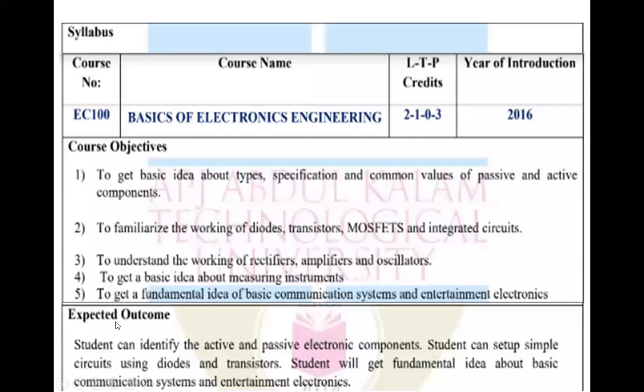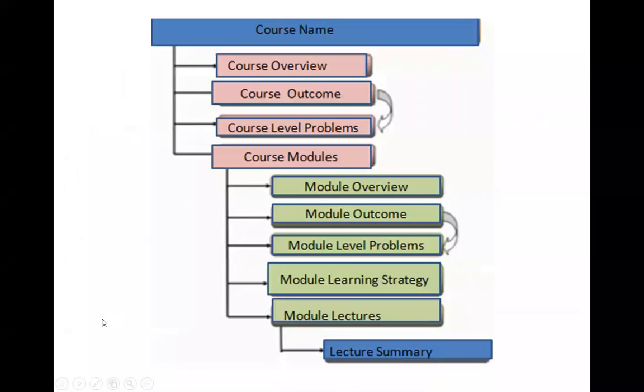And below that, you have the expected course outcome. This is also a broad statement. This is not the course outcome; this is a broad idea of the expected course outcome. It is written that the student can identify the active and passive electronic components, can set up simple circuits using diodes and transistors, and will get a fundamental idea about basic communication systems and entertainment electronics. So this is a very broad statement, which is an expected outcome.